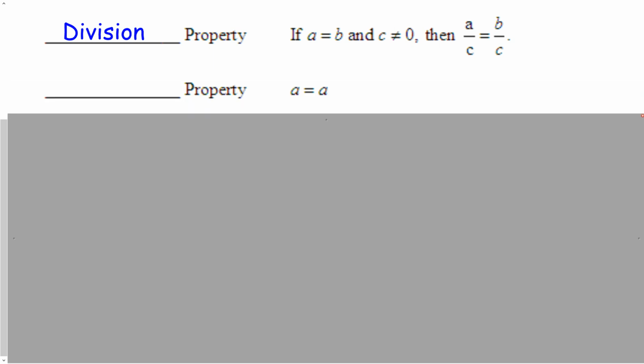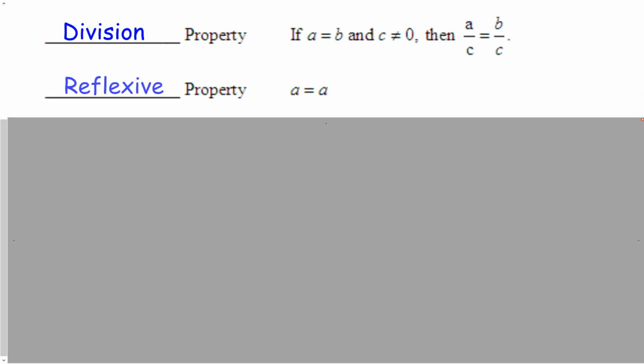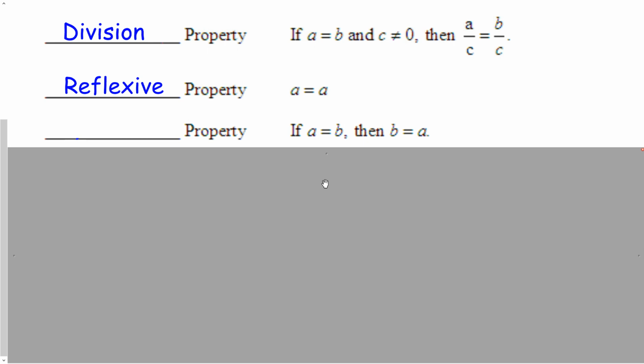Some other properties we're going to be responsible for knowing. The reflexive property of equality just says that the measure of something is equal to itself. Kind of should make sense. We have the symmetric property of equality. So if you look at two things that are equal in measure, you're able to switch the order, which one comes first, which one comes second, and it's still going to be equal to each other.